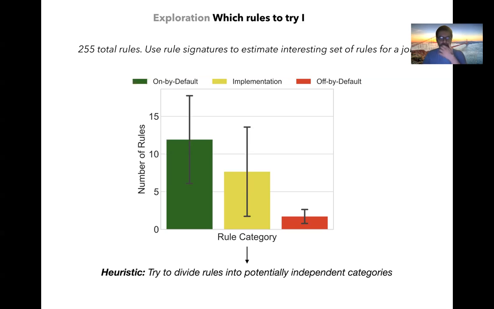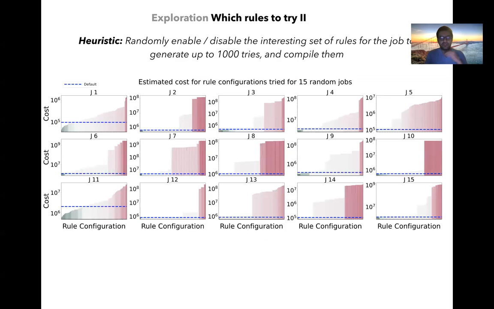So what we do is that after we use these heuristics and find this interesting set of rules, we generate 1,000 combinations, sets of these rules, and we compile them. Here, we plot out 15 jobs, and each of the plots is a bar plot where each bar represents a different set of rules the query is compiled with. Most of the time we see the costs are much higher than the default cost, which is in blue. And then there are a few on the left side, these green bars, where the cost is actually lower than the default cost, when we are just using these slightly cleverly generated random rules.